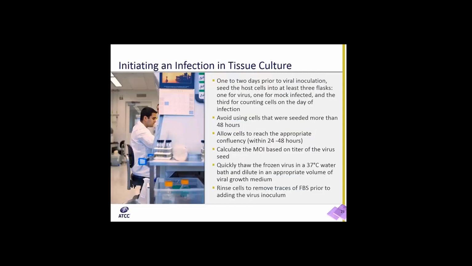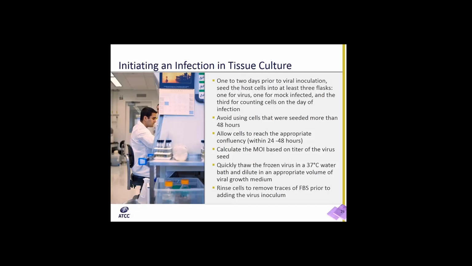Now we move on to initiating an infection of virus in tissue culture. One or two days prior to virus inoculation, seed the host cells into at least three flasks. Typically speaking, if you're using one for virus growth, there should be another that controls for it, which is considered the mock infected. And then finally, a third flask is used for counting the cells on the day of infection. This is so that we can calculate how many cells are there and do our MOI calculation.